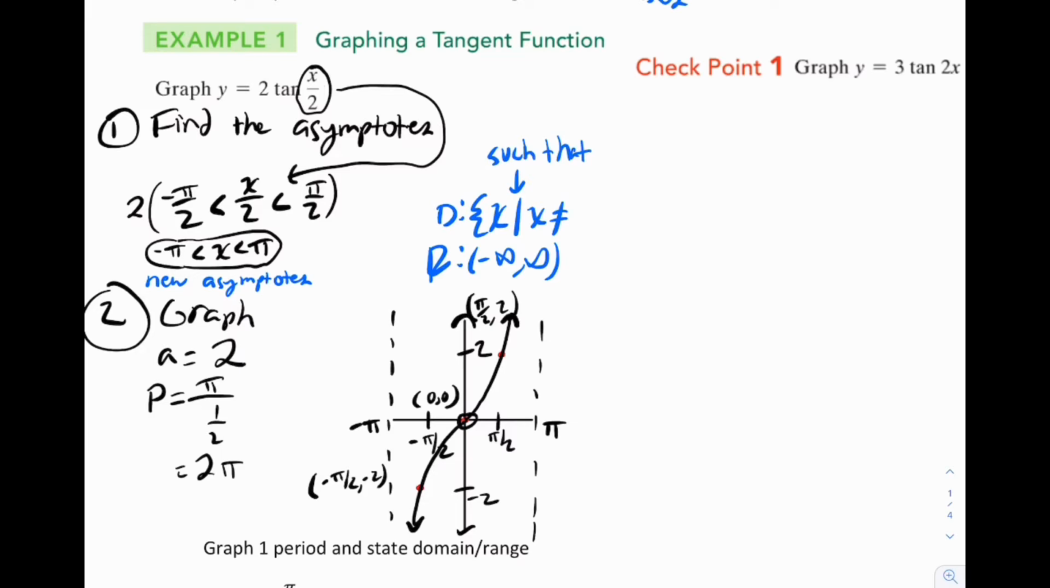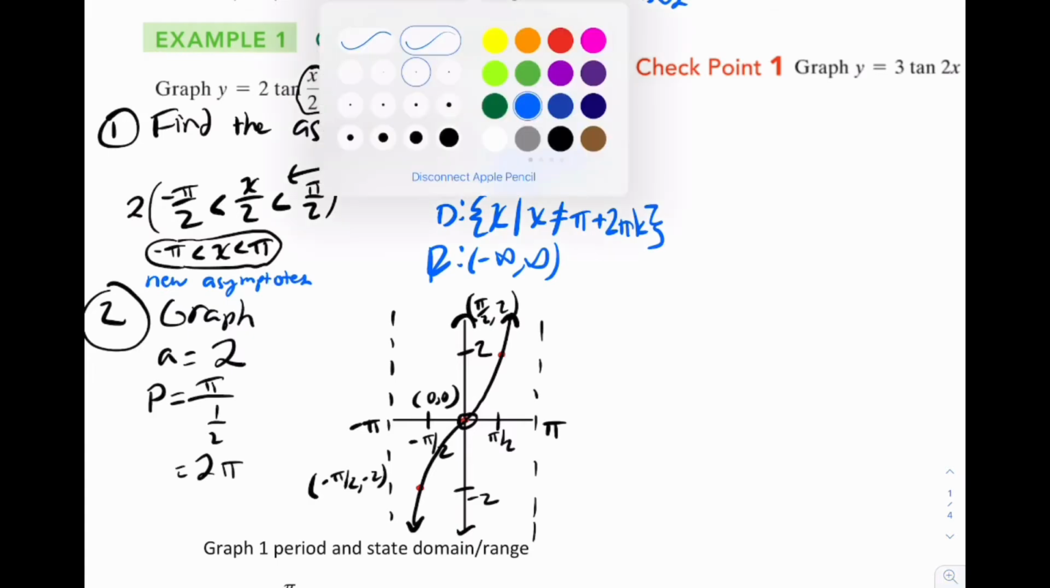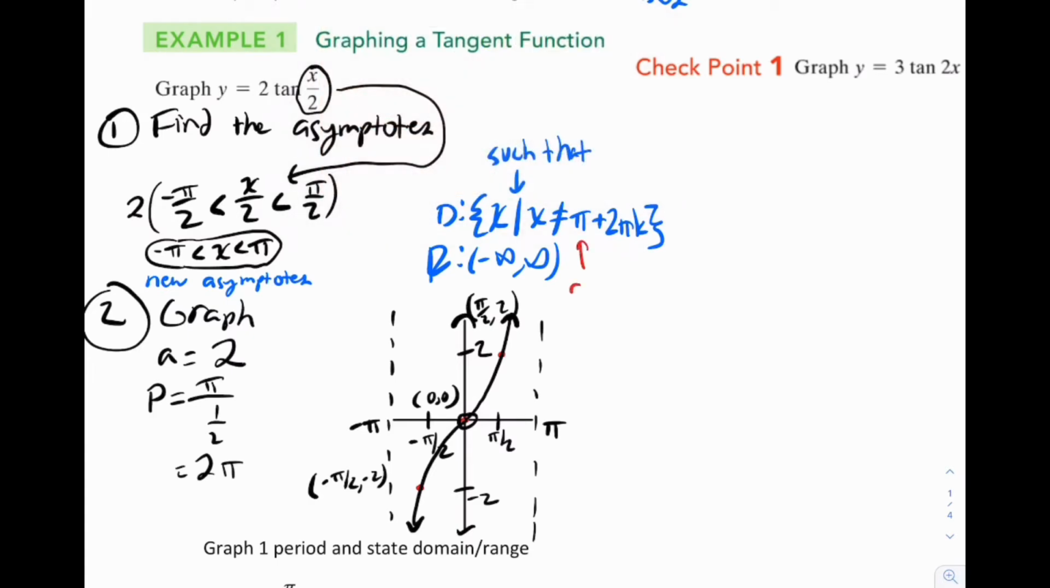be, and for this one, I'm going to write pi plus 2 pi k. So what I'm saying is, it's all values of x such that x cannot be pi, so this is any asymptote. So I could have picked negative pi, I could have picked 3 pi. You should really just pick one of these two that we found here.